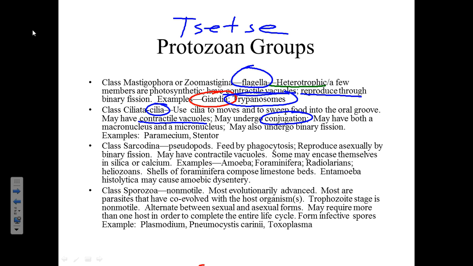The most famous example of something in this group is the paramecium. And again, we'll look at a picture, but a paramecium sort of looks like a shoe that's got hairs all over it. It's like a hairy shoe. And the hairs are the cilia.